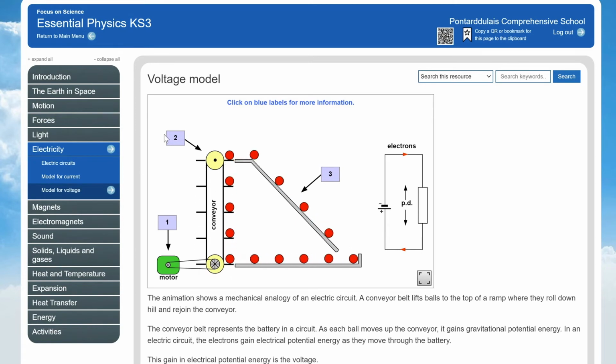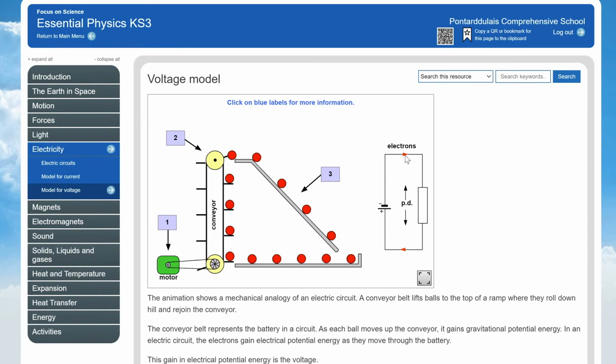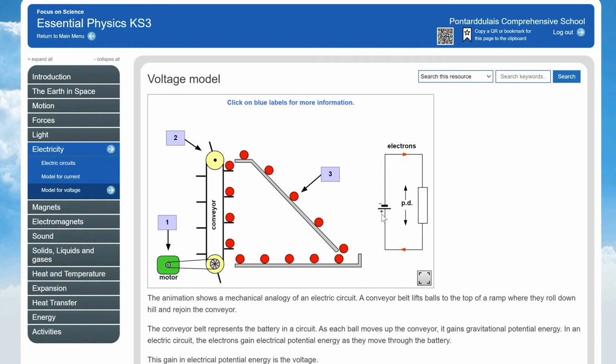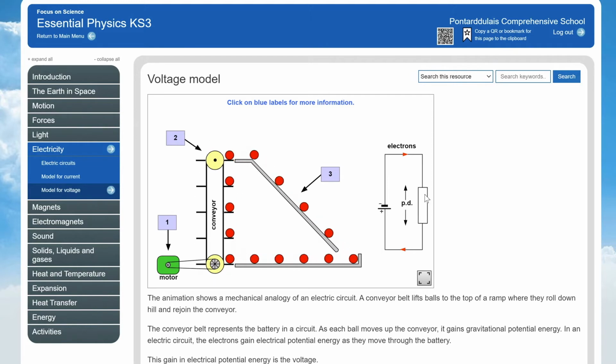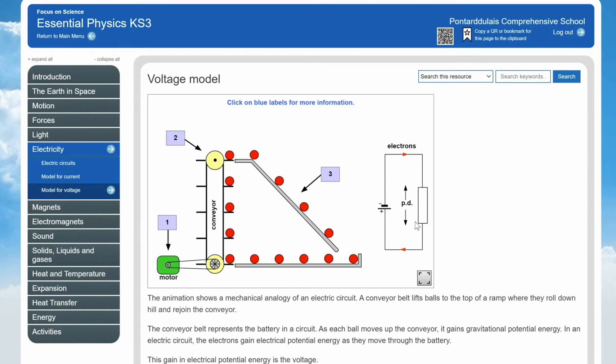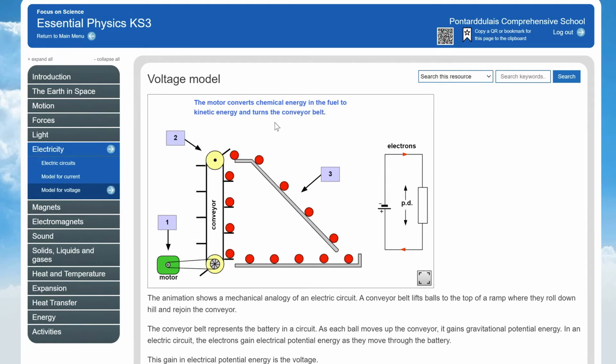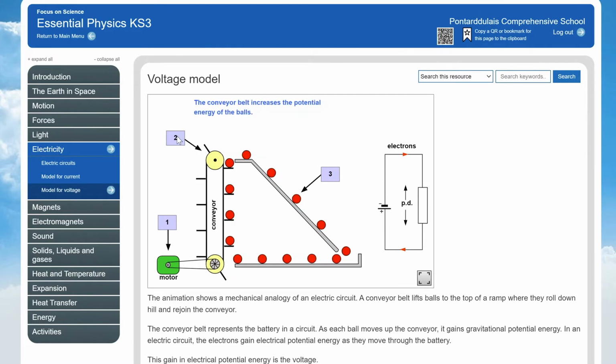The idea here is that these little red marbles are modelling the electrons. You can see on the right hand side here, we've got that same situation where we've got the energy being input by the cells, a resistor this time, resisting or reducing the size of the current. And if we click on these different labels, it says above, 1, the motor converts chemical energy in the fuel to kinetic energy and turns a conveyor belt. 2, the conveyor belt increases the potential energy of the balls.